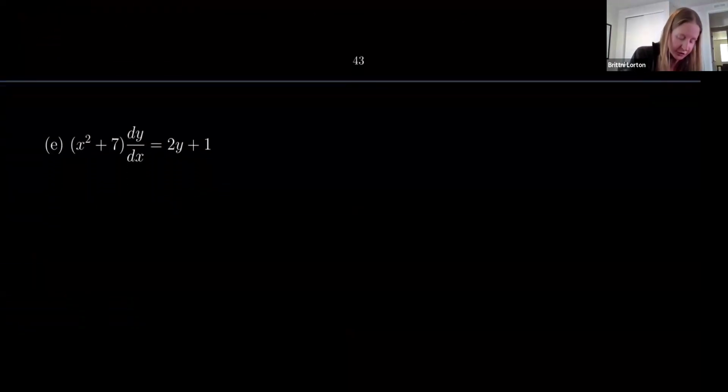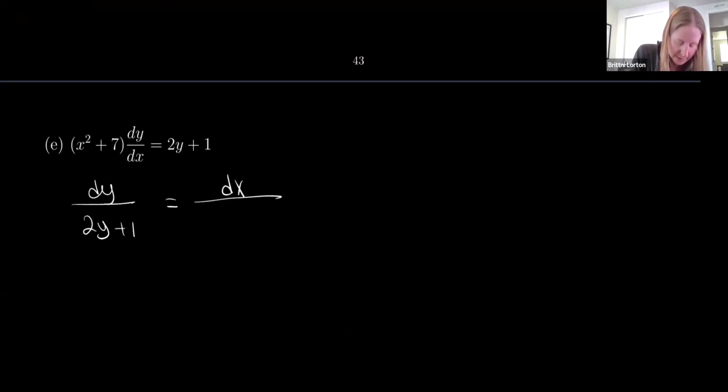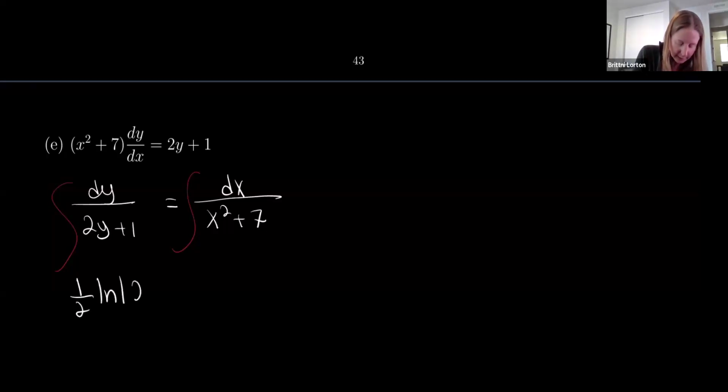So same kind of question. I would rewrite that as dy over 2y plus 1 equals, when I bring the dx to the other side, it's on top, and then I would have to have divided by the x squared plus 7, so it's on bottom. And then when I integrate both sides, a little bit trickier. This is going to be linear on the bottom, so it's still ln, but don't forget to divide by that constant multiple. And then over here, you can try to do a trig sub if you'd like.